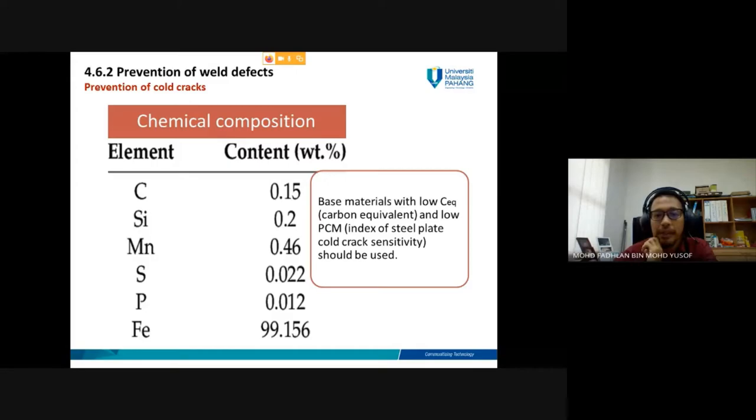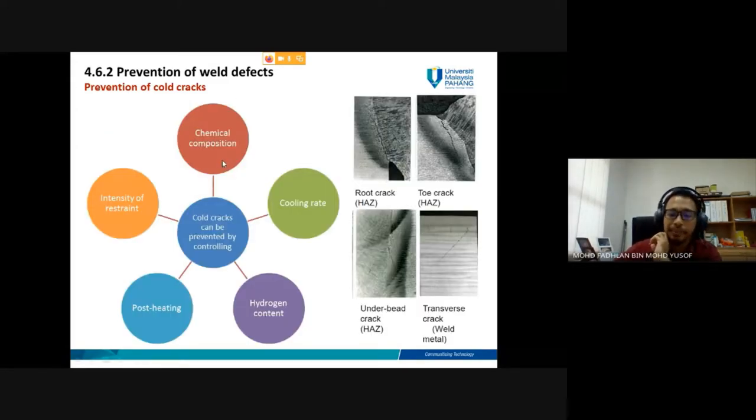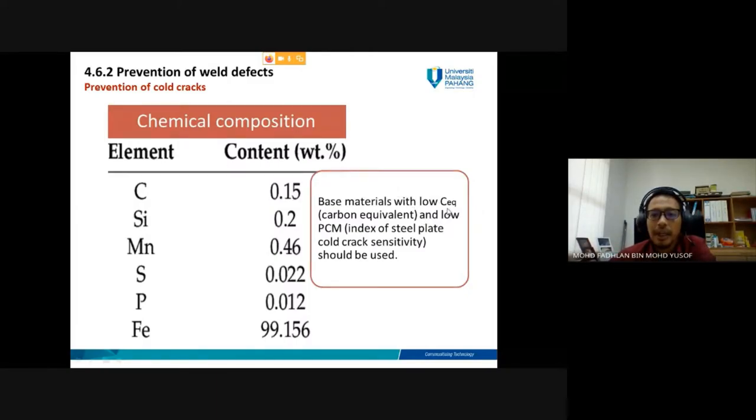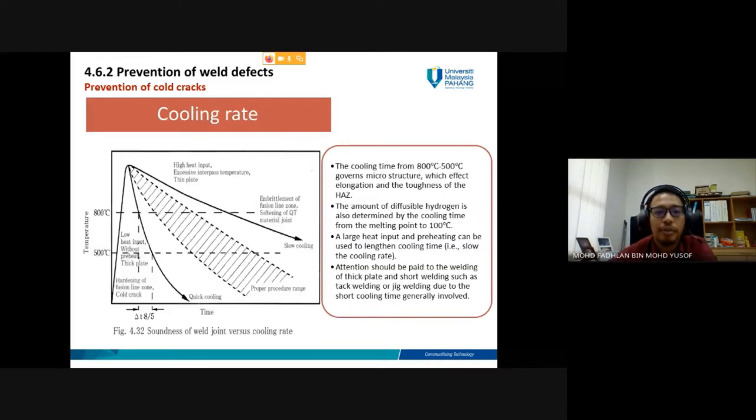Okay. Kalau kita tengok berkaitan dengan chemical composition ni tadi, okay. Kalau kita tengok base metal with low carbon equivalent and low PCM index, which is index of steel plate cold crack sensitivity should be used lah. Okay. Kita cuba elakkan high carbon punya alloy. Dan juga ada certain alloy tu dia dah bagi bacaan PCM dia lah. Bacaan PCM dia sepatutnya rendah lah untuk kita cuba elakkan. Tapi ada case dalam design memang kita terpaksa choose this kind of alloy. So we have to look into another way to prevent the cold crack lah. To minimize, bukan prevent sebenarnya, dia lebih kepada minimize.